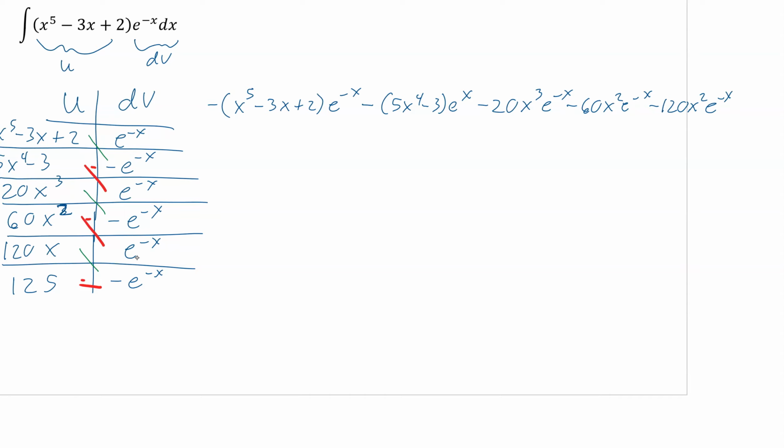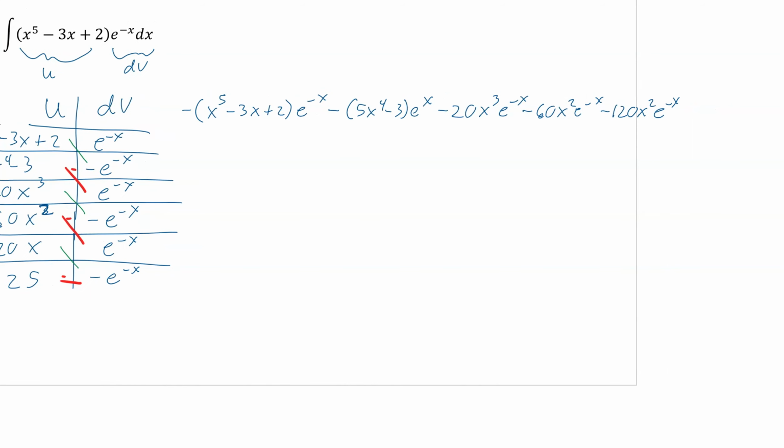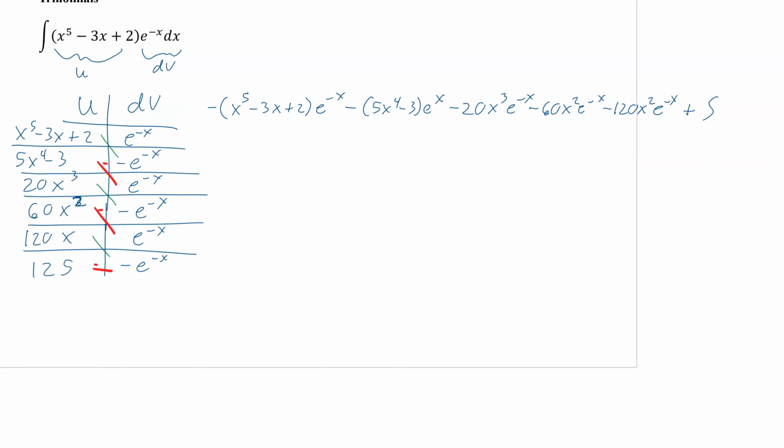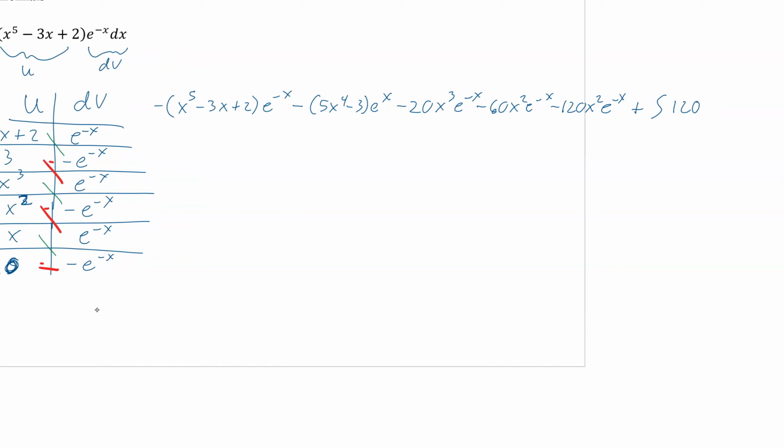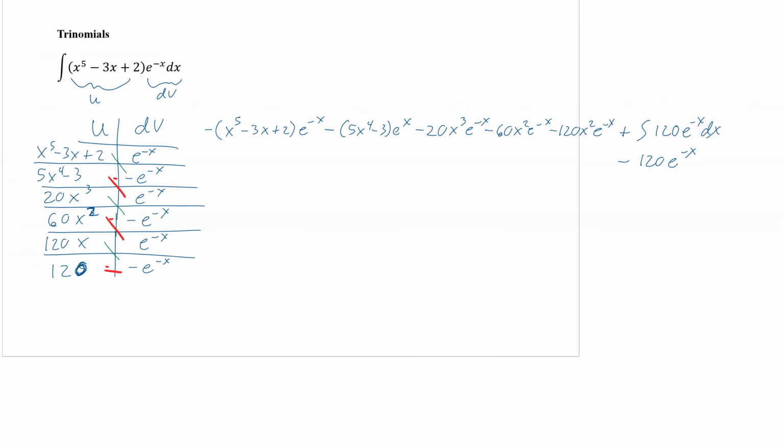And then we end up with the integral at the end, which is also a plus actually here because it's a negative negative. So plus integral. Where did I get 125? 120. There we go. 120 e to the negative x dx. But when we integrate it, it becomes a negative. So, all right. So now if you look at all of these, they all have a negative e to the negative x. So that's what we're going to factor out.